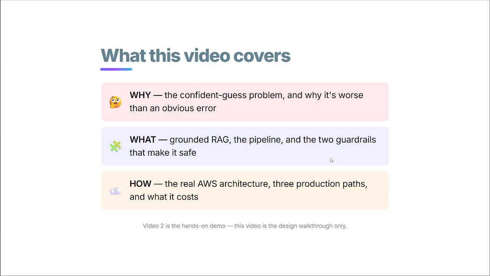Okay, so coming back to today's agenda, what is this video going to cover? We'll try to solve the problem of the confident guess, where AI has confidently answered our customer. We also cover what the grounded RAG pattern is all about, and additionally two guardrails which are quite important to make it safe. We'll also see how we can build it, different options in terms of AWS as a platform and architecture, and what additional considerations you have to make if you are trying to deploy it into production.